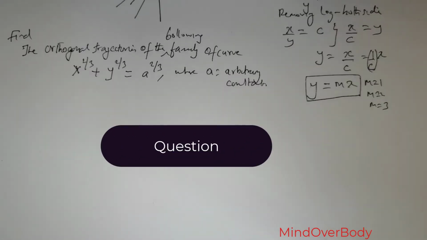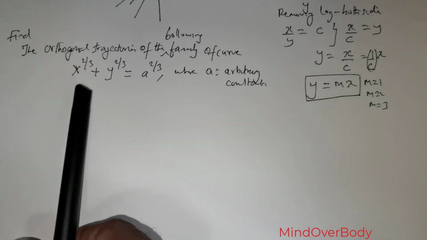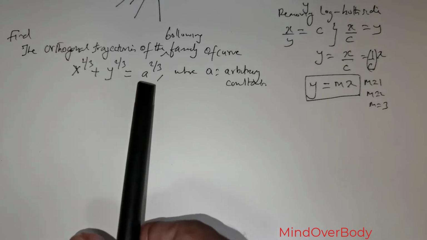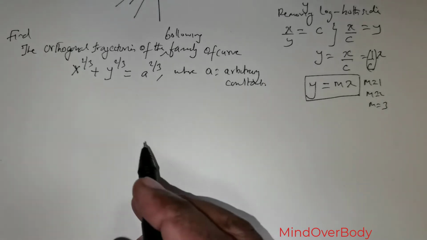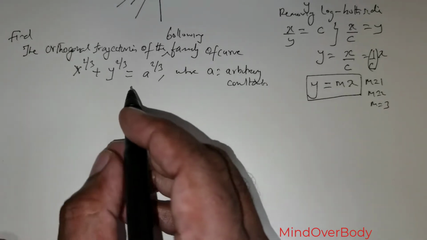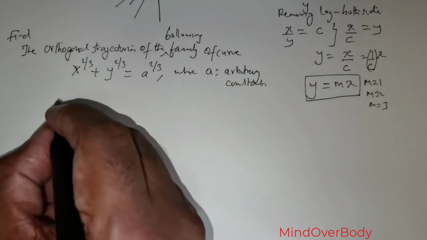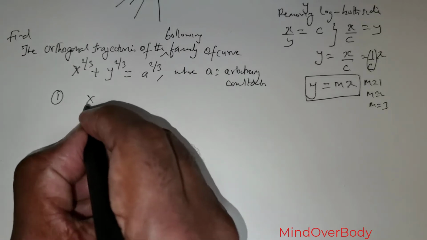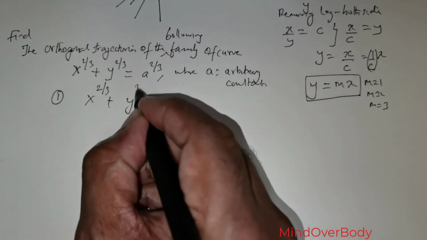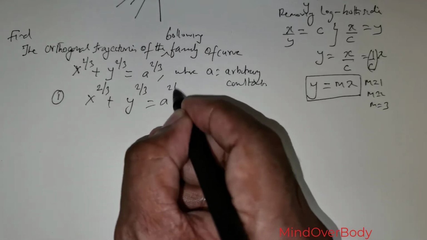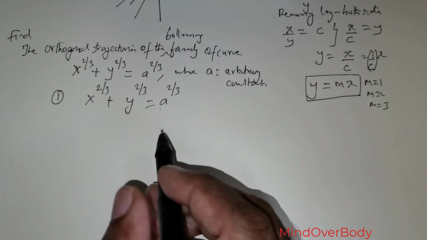Students, we are expected to find the orthogonal trajectories of the following family of curves: x raised to the power of 2 over 3 plus y raised to the power of 2 over 3 is equal to a raised to the power of 2 over 3, where a is an arbitrary constant. So this is the family of curves that are being given. So step number 1, let me write this down: x raised to the power of 2 over 3 plus y raised to the power of 2 over 3 is equal to a raised to the power of 2 over 3. This has got one arbitrary constant.